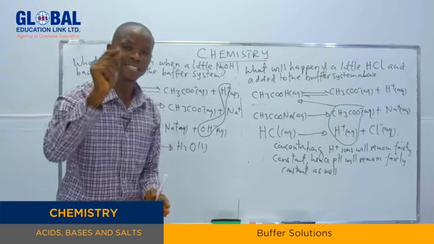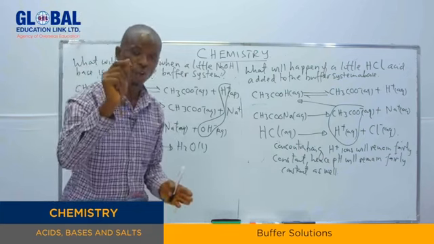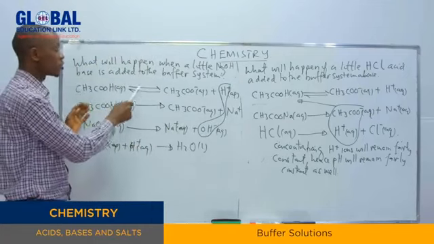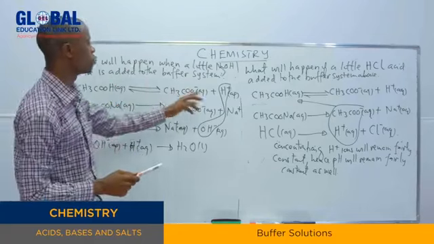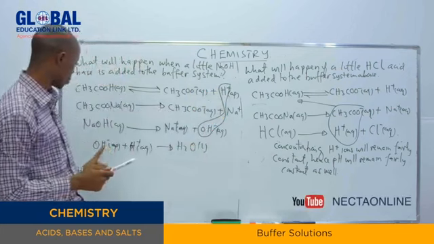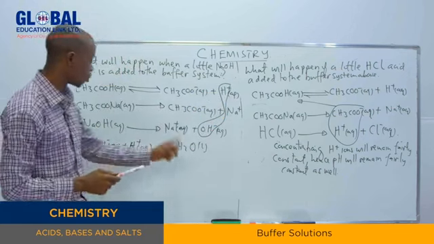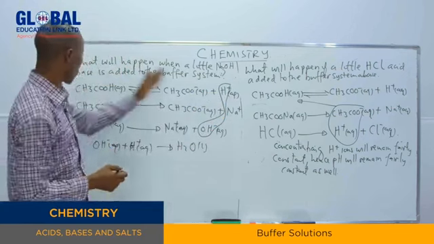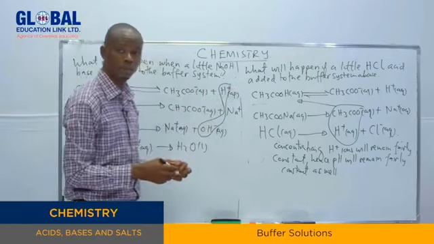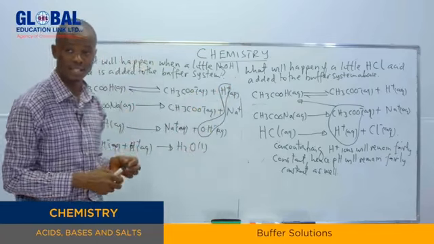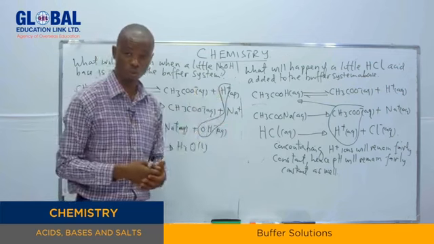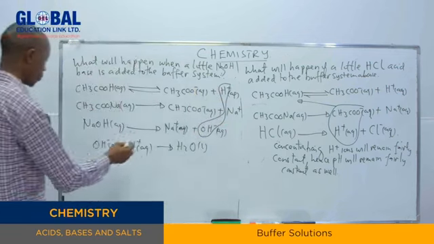Now in order to prevent that rise in pH, what will happen? Immediately the acetic acid will dissociate in order to produce more hydrogen ion to compensate for those hydrogen ions which have been used to combine with hydroxide ion from the strong base to form water. If that happens, the hydrogen ion released by this acetic acid will keep the concentration fairly constant, and automatically the pH of the solution will also be constant.